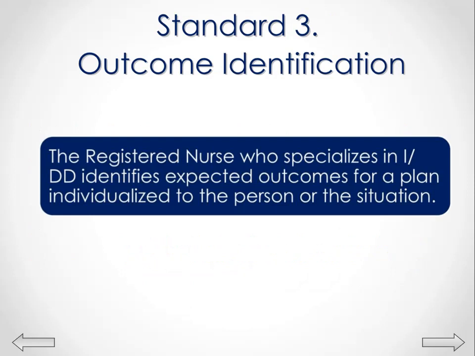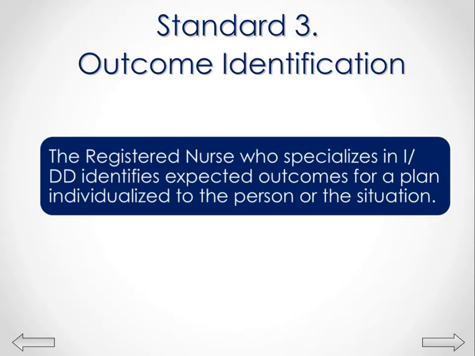Standard 3 discusses the competencies required for the identification of outcomes. The registered nurse needs to identify expected outcomes within a plan that is individualized to the person with a disability and their situation. Outcomes should focus on the person, be part of the person-centered thinking process. So information gathered during the person-centered thinking process should be referenced in the development of these outcomes.